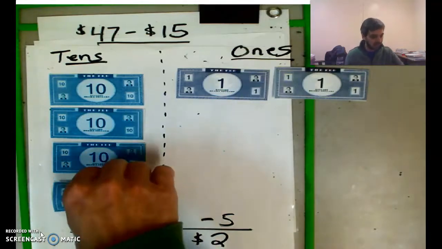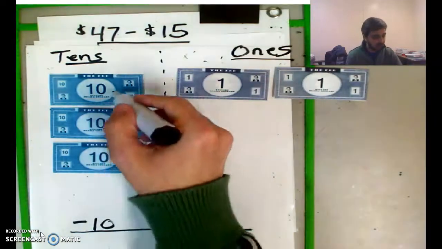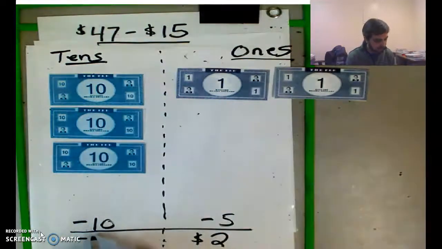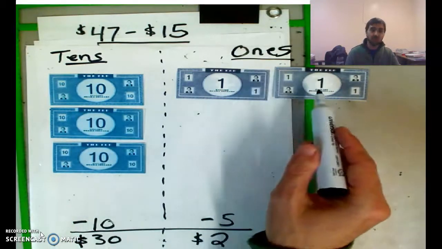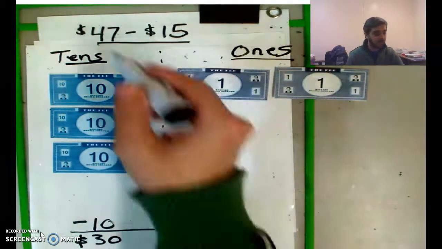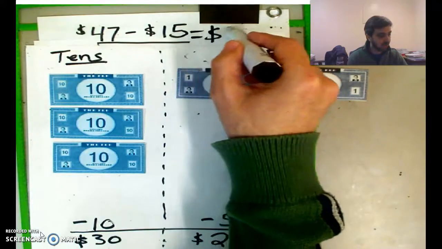So I take away one of my tens. All right? And I'm still left with $10, $20, $30. All right. Sorry. So I'm still left with $32. And you can see that up here. 10, 20, 30, 31, $32. So 47 minus 15 equals $32.